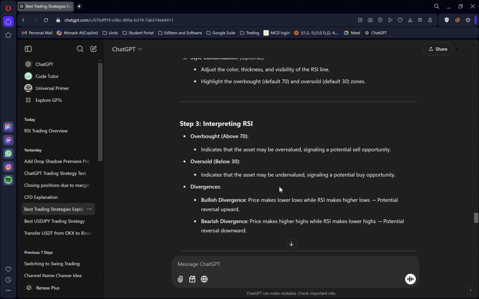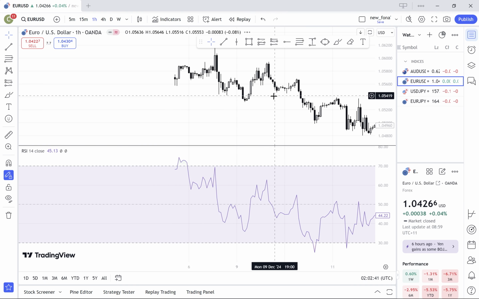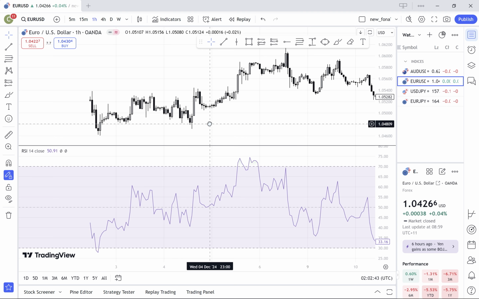Sorry, above 70 is overbought, below 30 is oversold. Anyways, the divergence: if the price makes lower lows, RSI makes higher lows. So let's see that. Let's actually go to USD JPY, because there seems to be a lot of drawings on this.